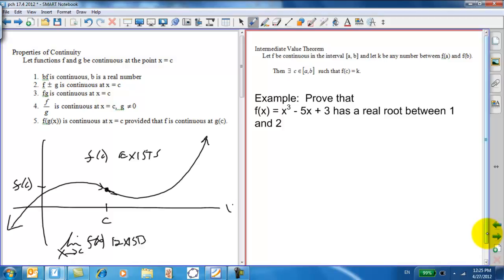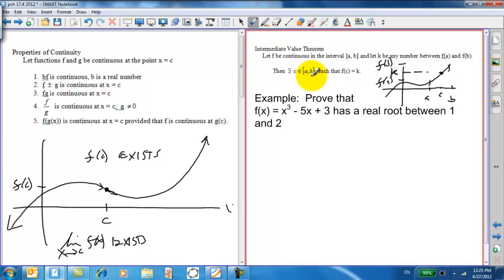Now here's the intermediate value theorem. Let f be continuous on the interval from a to b, and let k be any number between f of a and f of b. So if I've got some continuous function that goes from, let's say, a to b, and f of a and f of b are over here, then if I pick some k here, and k is the intermediate value, if it's in between f of a and f of b, then there must be somewhere in the function where you attain that value. Some c in the closed interval from a to b, such that f of c equals k.